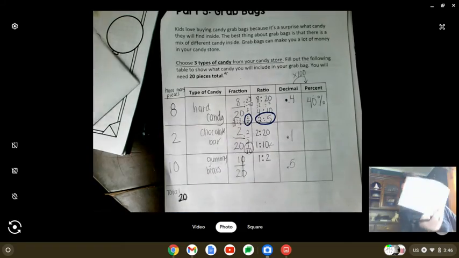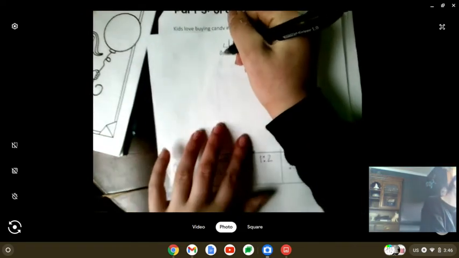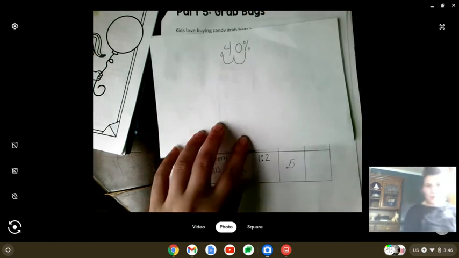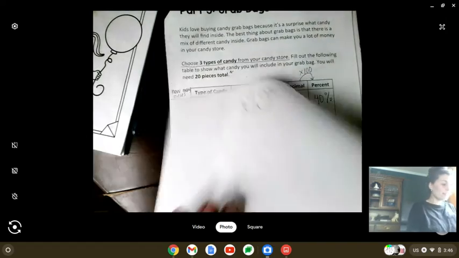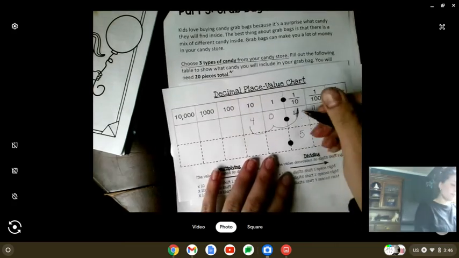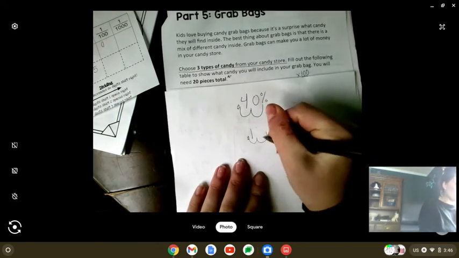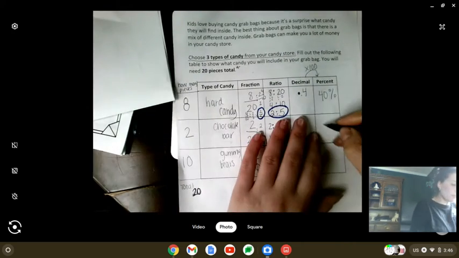But Miss Sharp, I don't have my handy dandy place value sheet. Well, you can do the same thing. 1, 2, add a placeholder. 40%. Now I'm going to do 0.1 or 1/10. I ran out of room. So 1, 2. Make sure your jumps are nice and big so you can tell where a 0 goes. 10%.